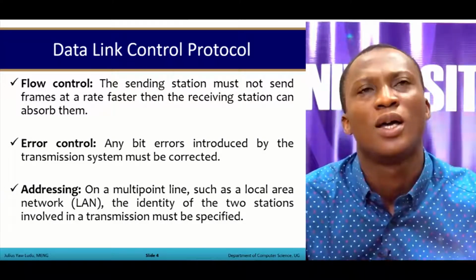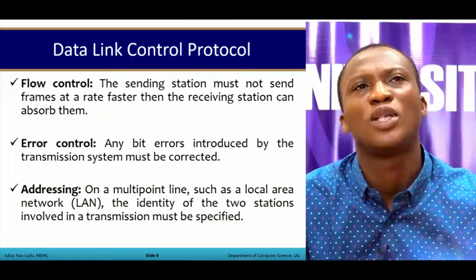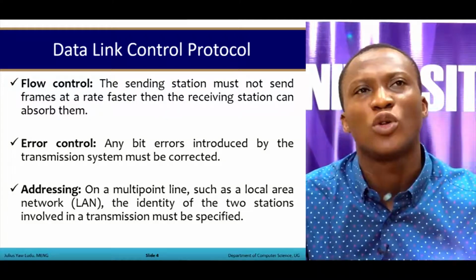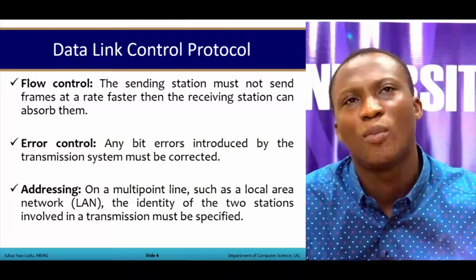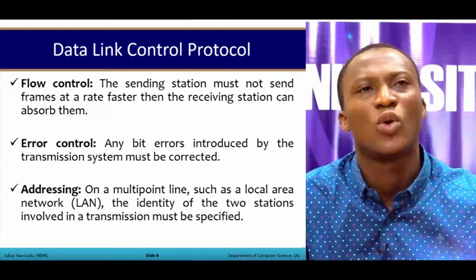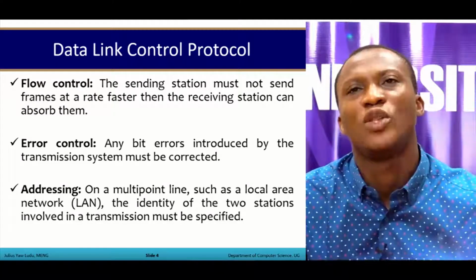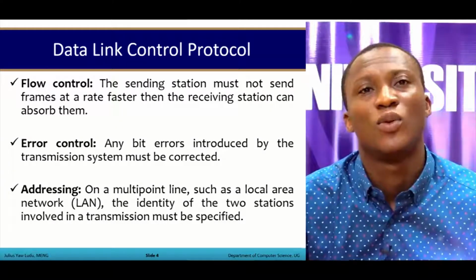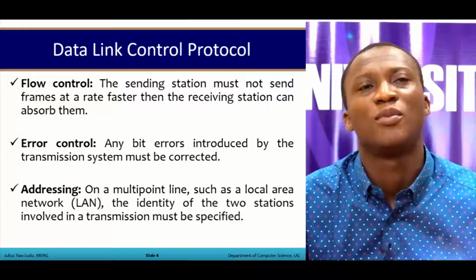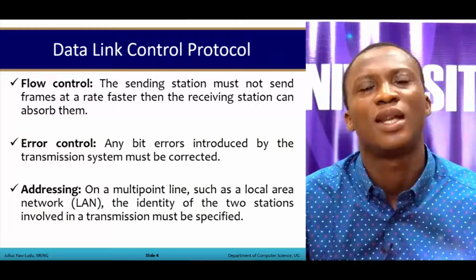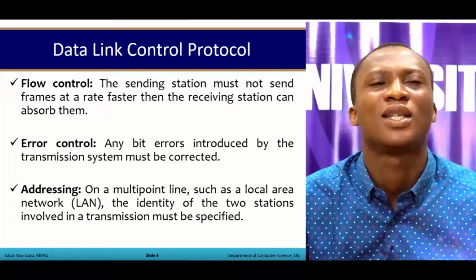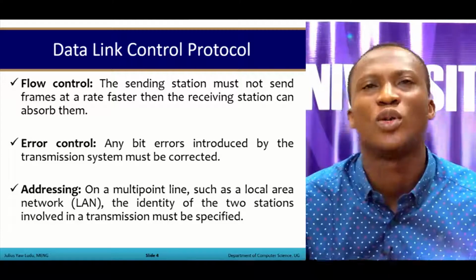Error control has to do with the bit errors introduced by the transmission system, and these have to be corrected. Then of course we have addressing. On a multi-point line such as the local area network, the identity of the two stations involved in a transmission must be specified. So if sender A is the one doing the transmission, we should be able to identify that this is sender A, and we do that using IP addressing. So we will know that this is coming from a .10 or a .2 or a .3.